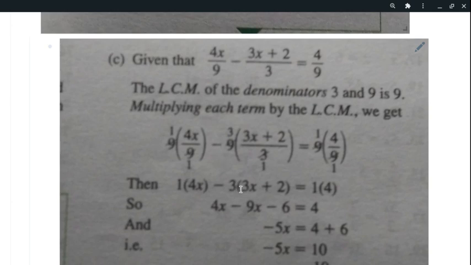Do you remember what I say when you have a value outside of a bracket? You give it to the things in the bracket. So you distribute it to each term, correct? Yes, sir. Right. So now we have 3 bracket 3x plus 2, right?